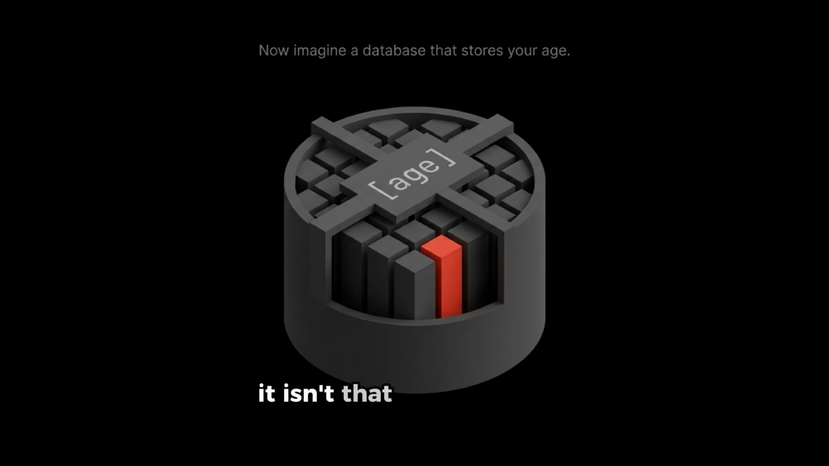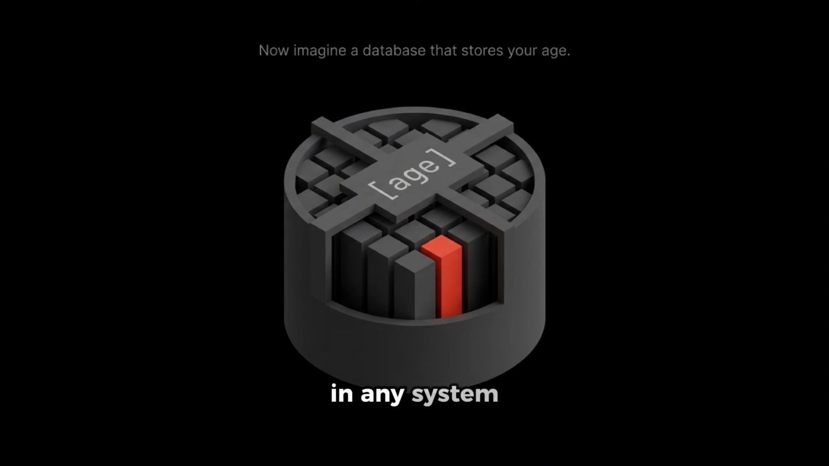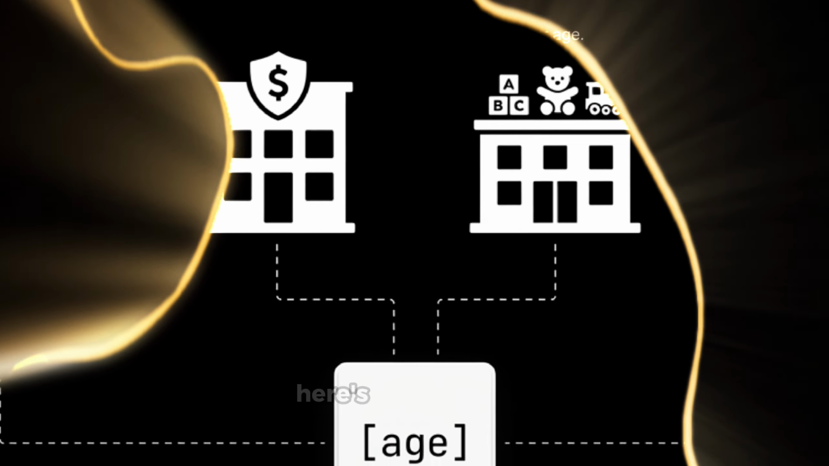It isn't. That single column, age, is one of the most misunderstood pieces of data in any system, and the problems it creates are responsible for wrong medical doses, incorrect insurance premiums, and customer records that silently contradict each other across the same company. Here's why.